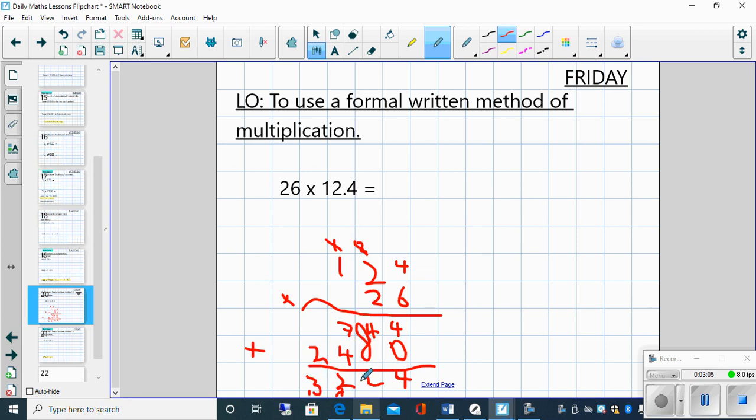So we got 3,224. But what we need to remember is that we've multiplied 26 by 124. The question, in fact, is asking you to multiply 26 by 12.4. So we need to work out where we need to put the decimal point. What you need to do is count how many decimal points there are. In this case, there's 1. And then that decimal point, we look at the ones column, and one place to its left, we will put the decimal point. So our answer to this question is 322.4.